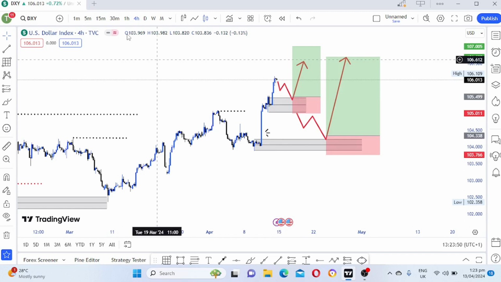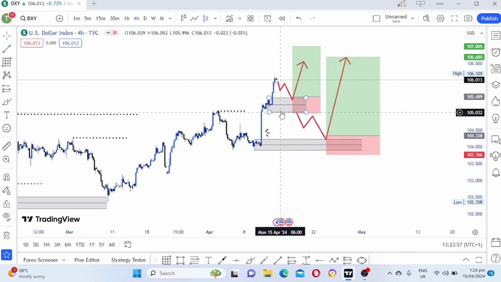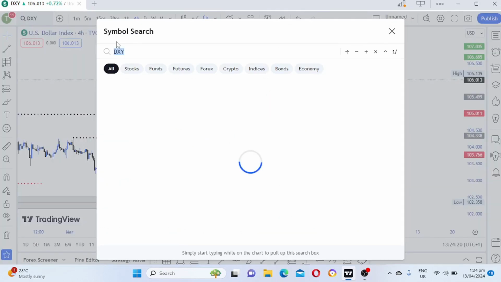But as you can see now, if price fails to respect this first demand zone, then we are looking to enter if price fills this price inefficiency, which is below here. That is where we can enter our buy if price didn't respect this first demand zone. That is my view on DXY, guys. Now let's move on to Euro USD.